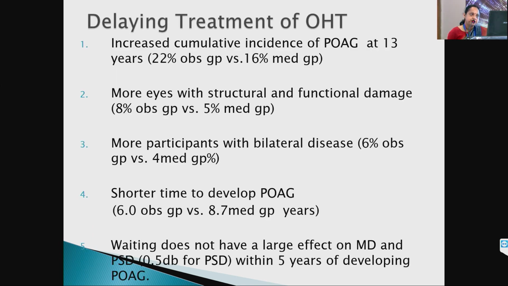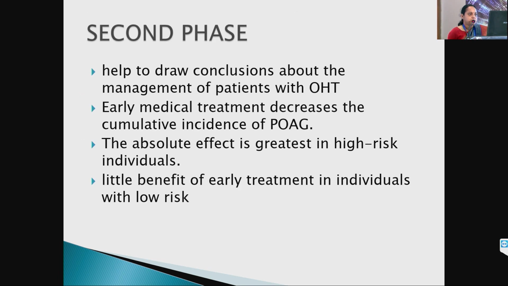Delaying treatment of OHT increased the cumulative incidence of POAG at 13 years, and there were more eyes with structural and functional damage, more participants with bilateral disease, and there was shorter time to develop POAG, and waiting does not have a large effect on mean deviation and pattern standard deviation within 5 years of developing POAG. So the second phase helps to draw conclusions about the management of patients with OHT. Early medical treatment decreased the cumulative incidence of POAG. The absolute effect was seen in high-risk individuals with little benefit of early treatment in individuals with low risk.